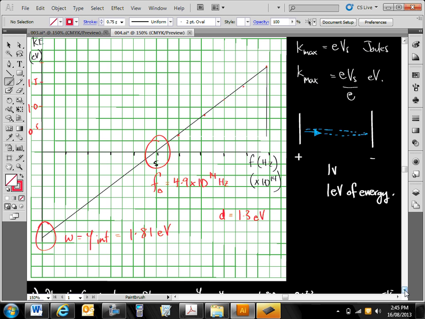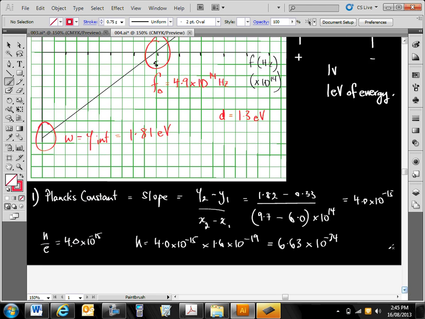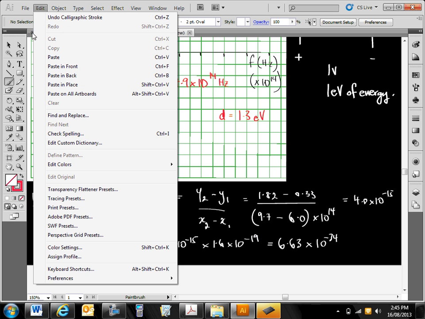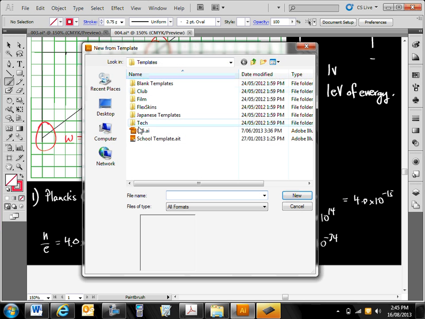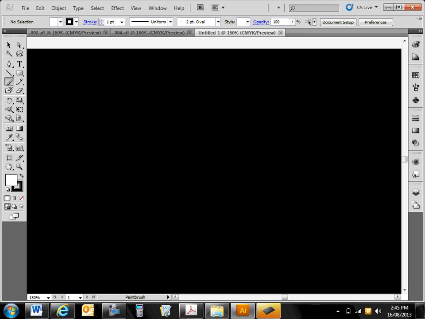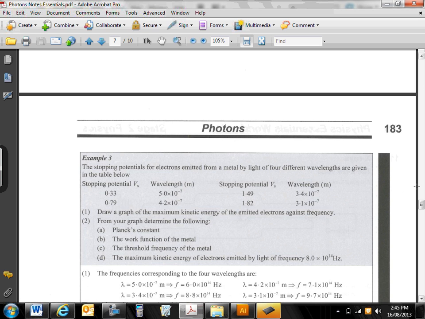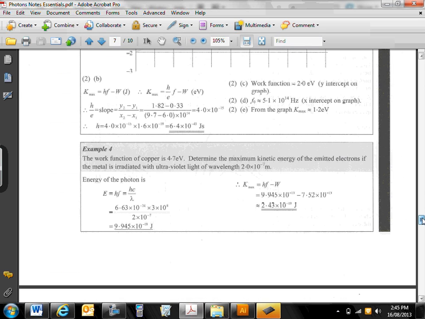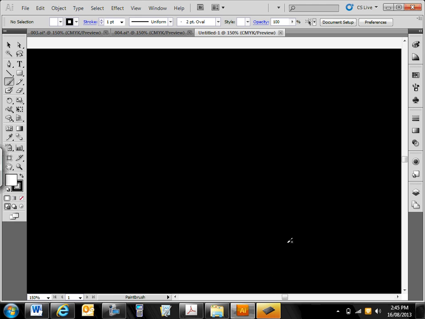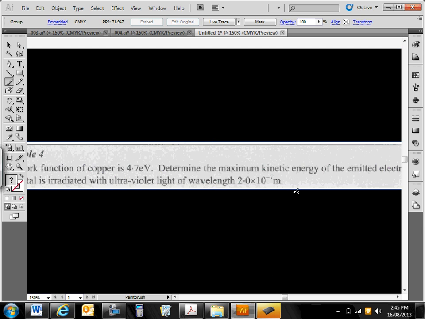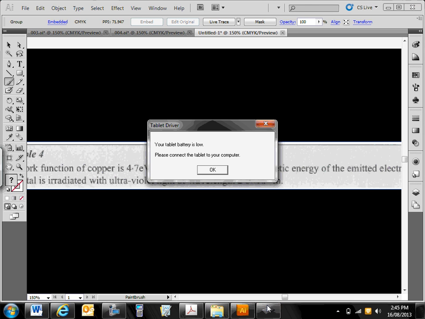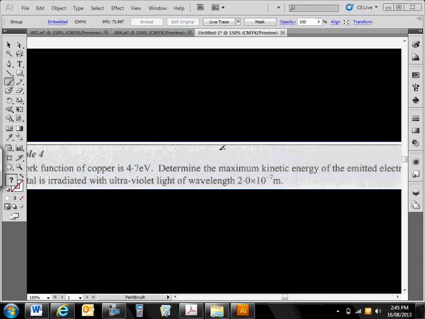One more example and then you guys are off the hook. What's this say? Tablet battery is low. Okay, about to run out of power. That's it.